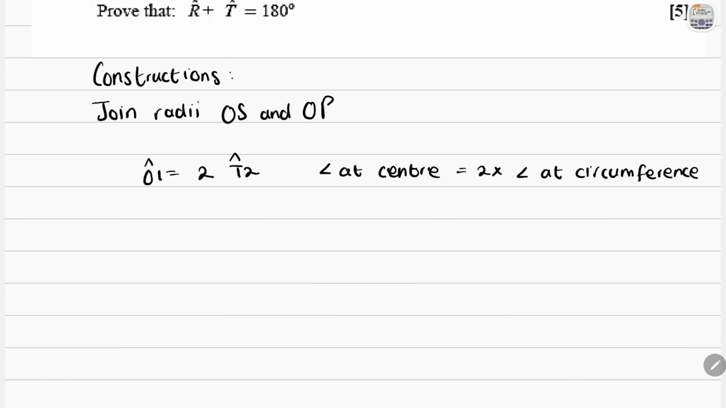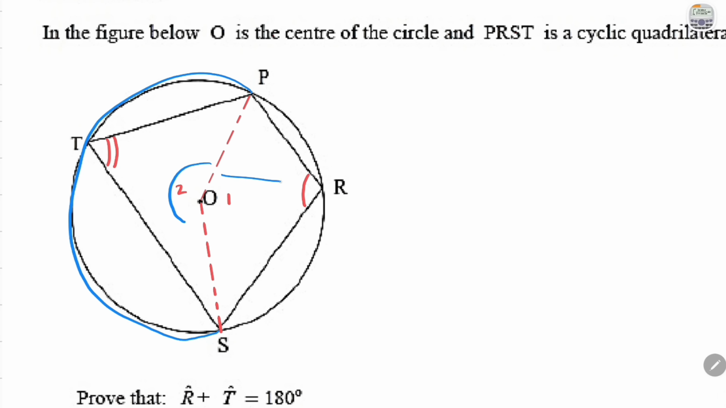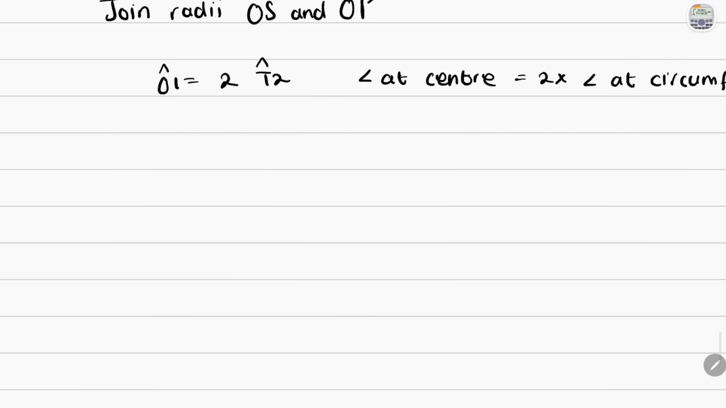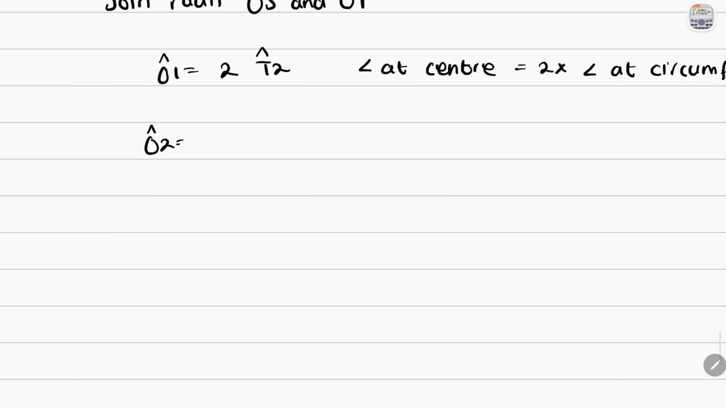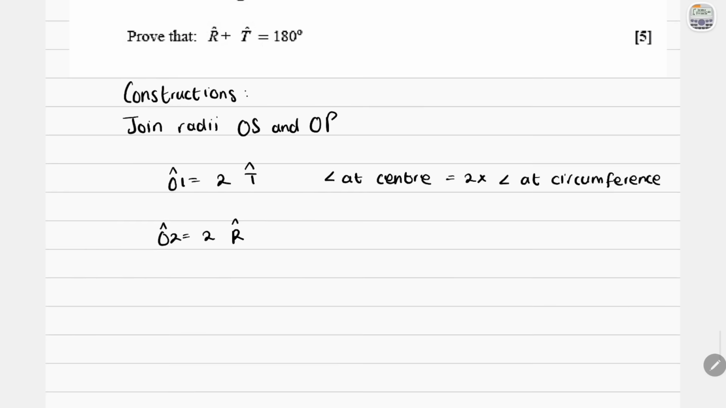Okay? And we can also see that in the same way, you see angle O2 is the angle at the center, and it is subtended by arc PS, but it's the larger arc, the major arc PS. But we also see that angle R at the circumference is also subtended by arc PS. So angle O2 is twice the size of angle R as well because they're supported by the same arc. Angle O2 equals twice the size of angle R, and we'll just put our reason down.